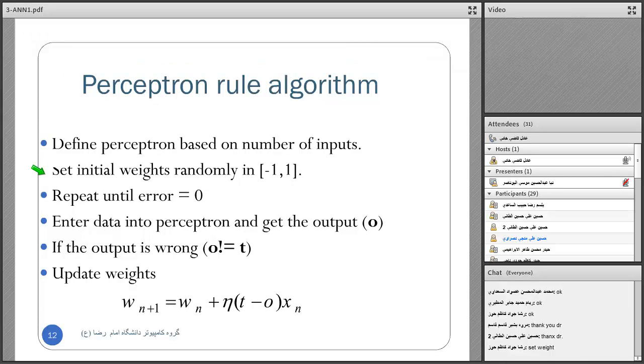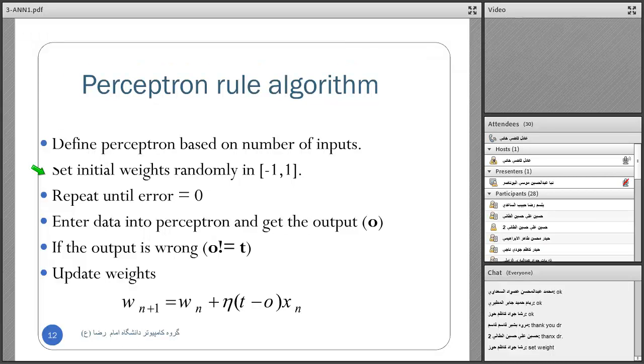Then in the next step of the algorithm, we set the initial weights randomly. It means we give a random number to the weights of each input.